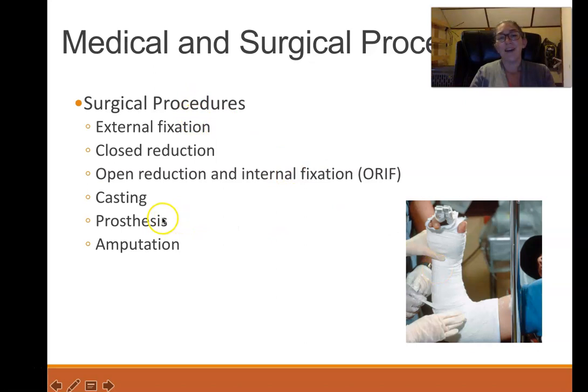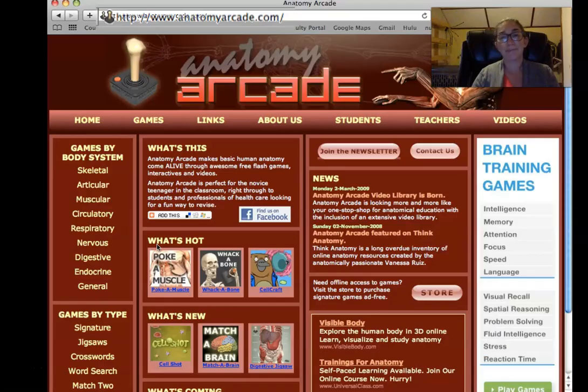A prosthesis is something that might be used if somebody needs amputation. So if a bone is so badly damaged that it can't be fixed, that whole limb or a part of the limb might need to be removed, and that would be an amputation. And following an amputation, one might get a prosthesis, an artificial device, an artificial replacement of a hand or an arm or a leg or what have you.